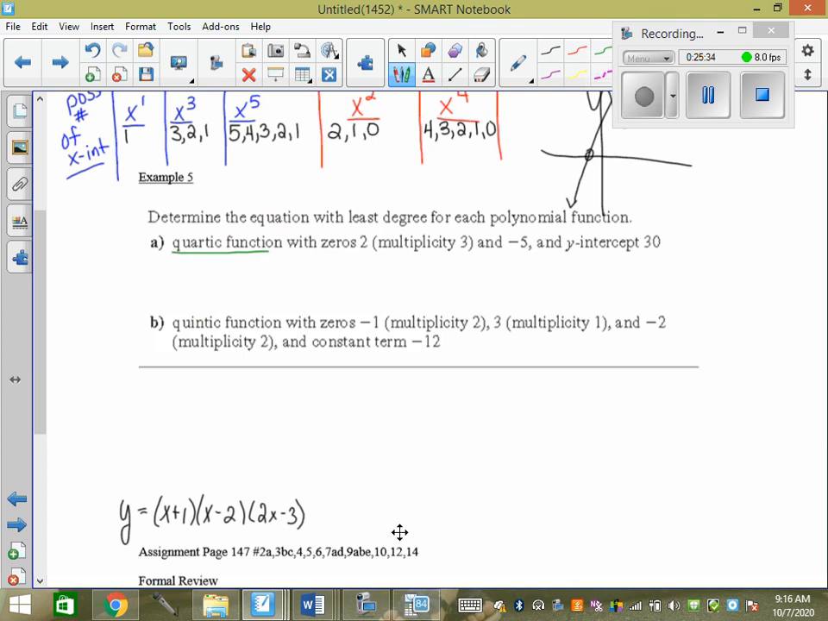This is at the very back of that booklet. Very, very, very back. Last page. A quartic function with zeros to multiplicity 3. So I know I have x equals 2 multiplicity 3, and I have x equals negative 5. Okay? So it's the very back page.